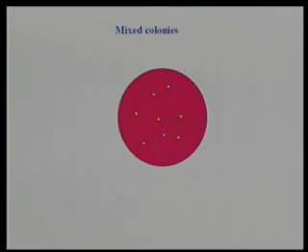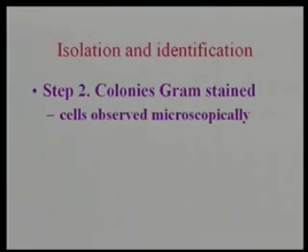If you don't separate the individual colony types on the plate first, you're going to have a mess. Because you don't know whether you're testing for that or for that. Who knows what you're testing for? So that's why we grow things on plates.